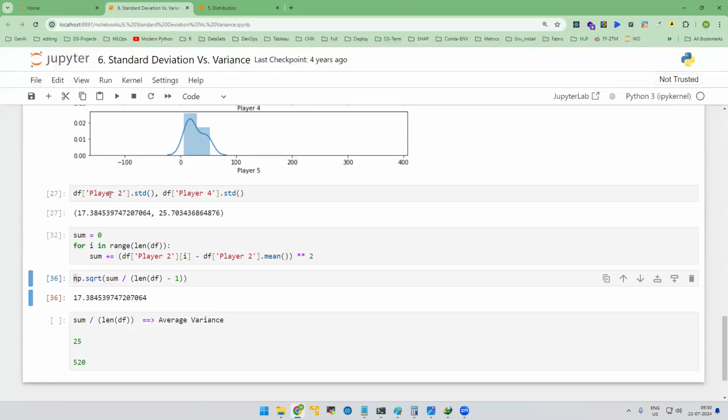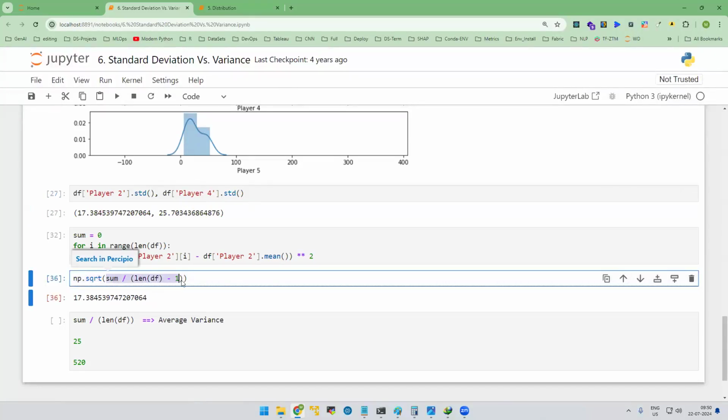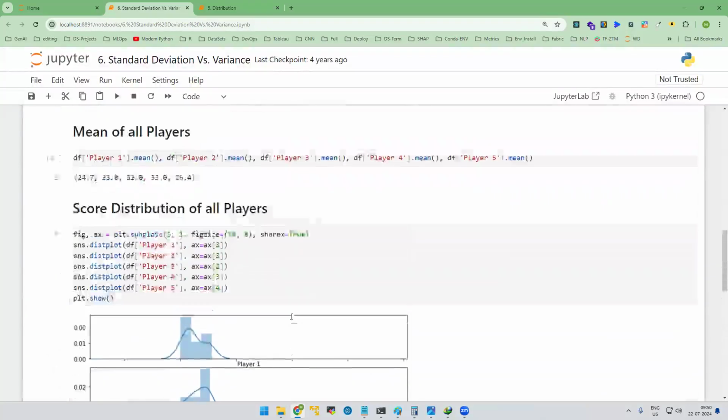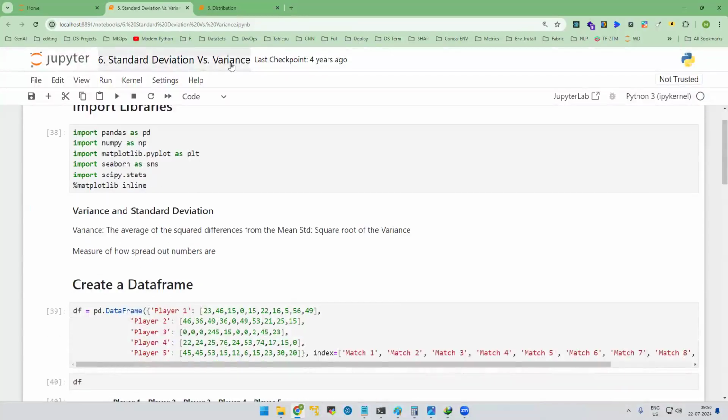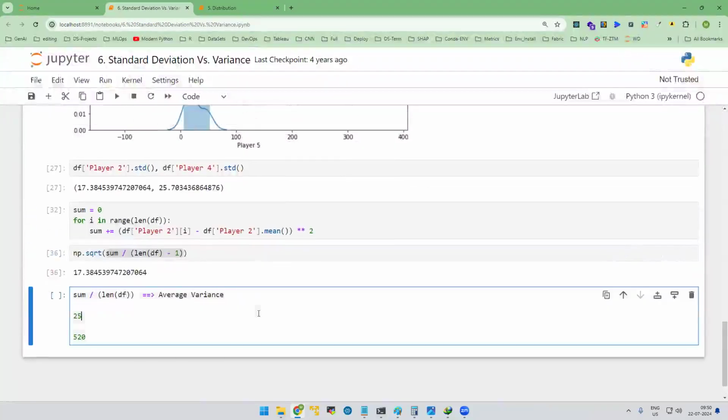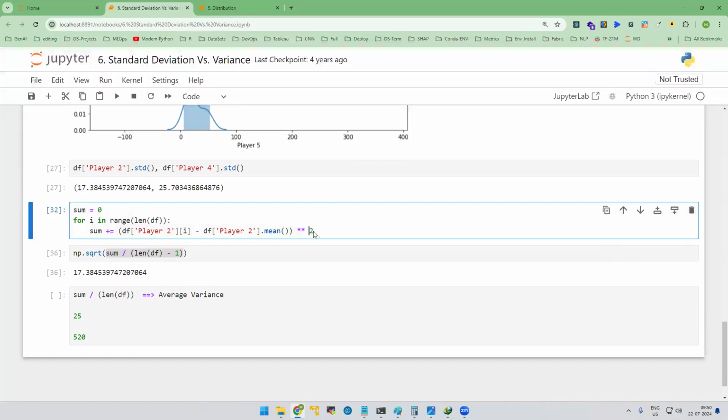Now you can see player 2 and player 4: 17.38 and 25.70. So this is the standard deviation, after applying the square root, giving plus or minus values. Before applying the square root, we call this part variance, not standard deviation. That's the only difference between variance and standard deviation. There is no other difference. We just apply the square root to the variance to get the standard deviation. Because we squared, obviously the units change, so that's the reason we need to apply the square root.